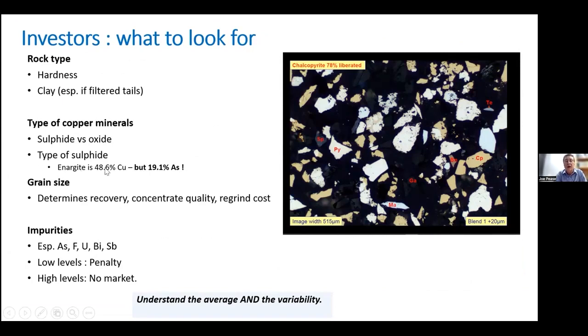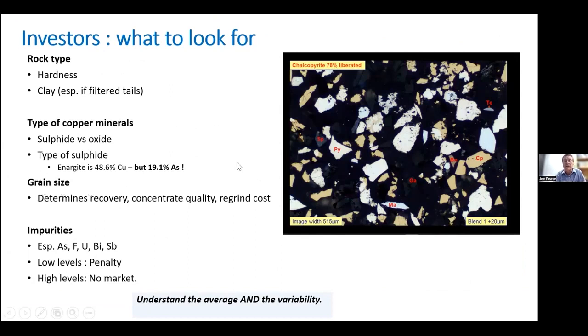Because I mentioned enargite before. It sounds juicy. It's 48.6% copper, but it's also 19.1% arsenic. And because it's within the mineral chemistry, within the lattice, there's nothing mineral processing can do to change that. That can only be changed in smelting. And that's why some of the high-grade copper deposits that are well known are not yet developed, because they would just put too much arsenic in the concentrate.